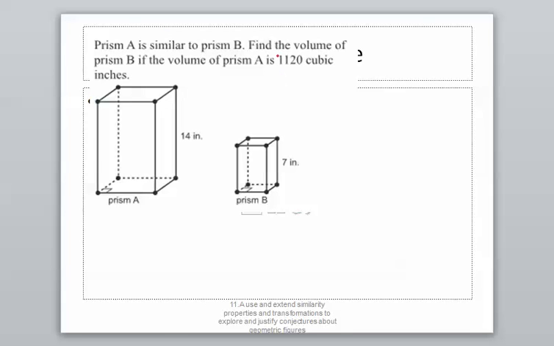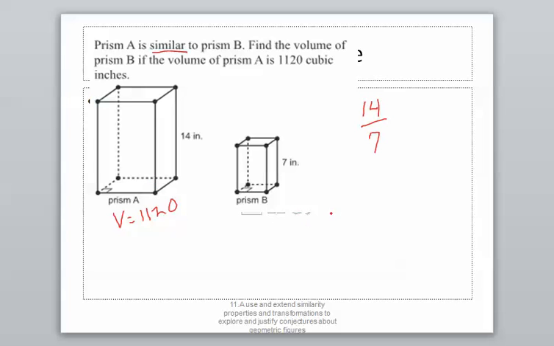Okay, so it says find the volume of prism B if the volume of prism A is 1,120 cubic units. Well, we know the volume over here is 1,120 units. I can see that the side lengths have a ratio of 14 to 7. One of the things you can do is this side ratio will be the same for these similar objects. So all the sides are going to be in that ratio to each other. So we're trying to find volume. What are we going to do?